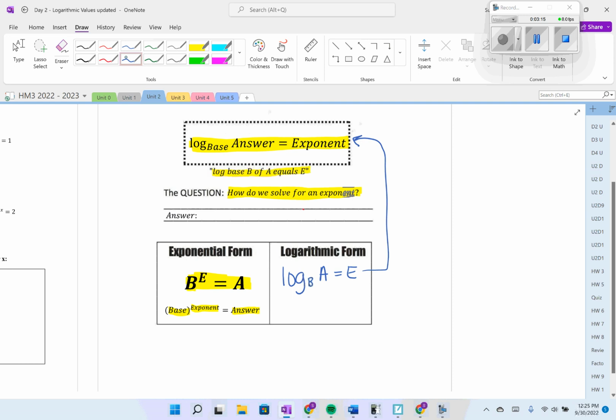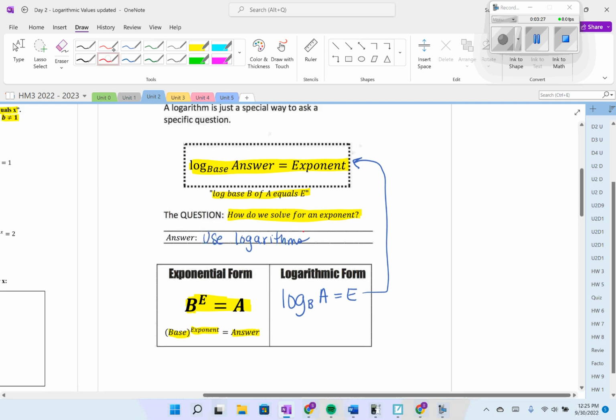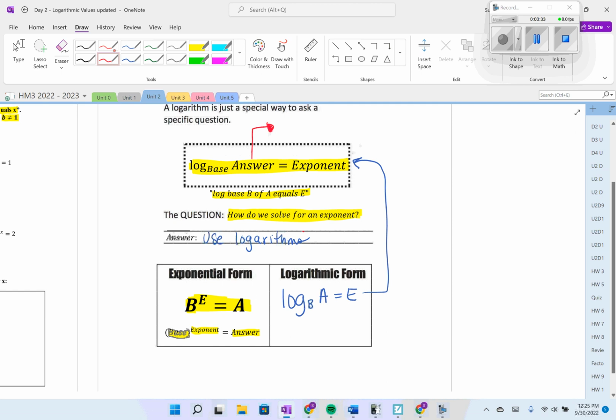So why did we do this? The question is, how do we solve for an exponent? And the answer, we said, is use logarithms. Sometimes we also say that the answer, which is right here, so whatever we're taking the log of, is called the argument of the log. So you might hear me say the argument, and if you do, it just means what you're taking the log of.